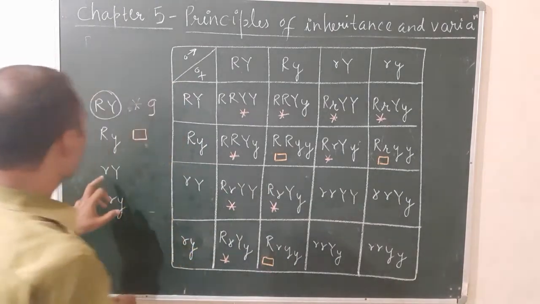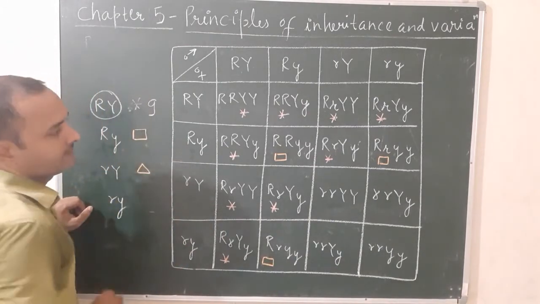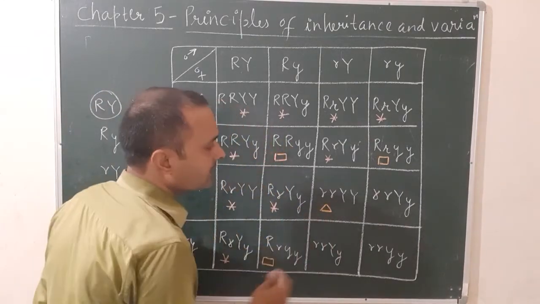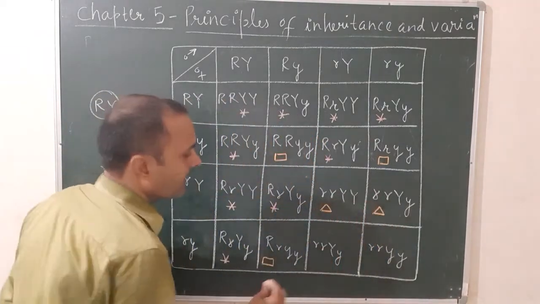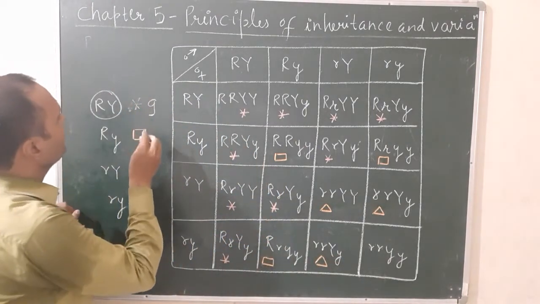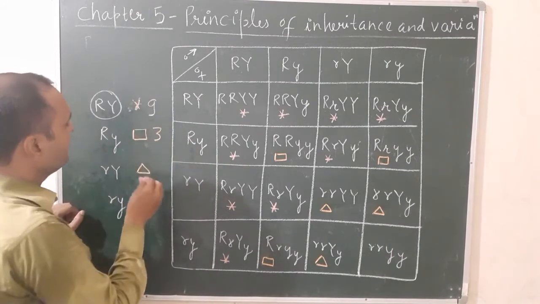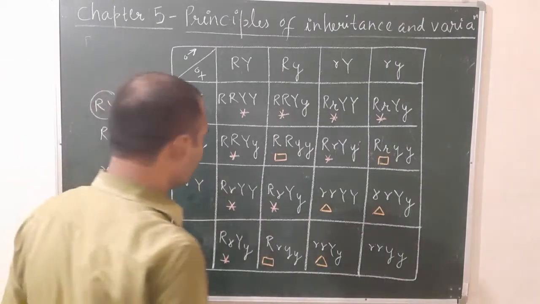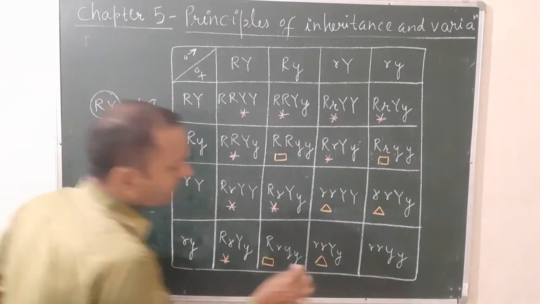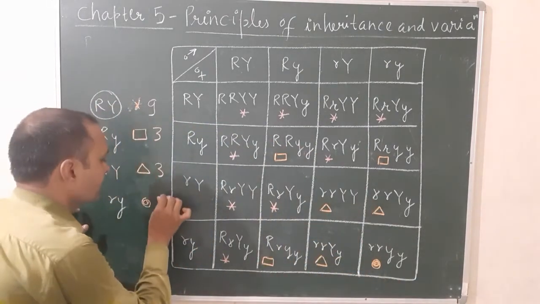Okay. Let's see wrinkled and yellow. I will show it by a triangle sign. Small r, capital Y there. Small r, capital Y there. And here also small r, capital Y. So it will also be how many? Round and yellow, 9, shown by star. It is 3, and it is also 3. And the last one I will show by the bubble. This is the last one, that is only 1.